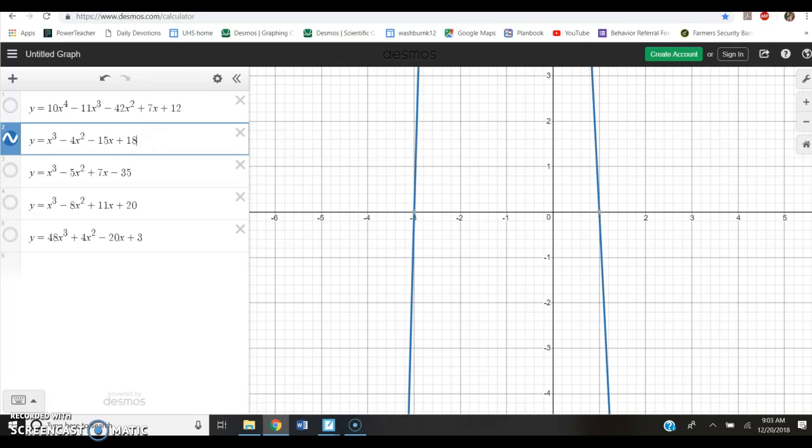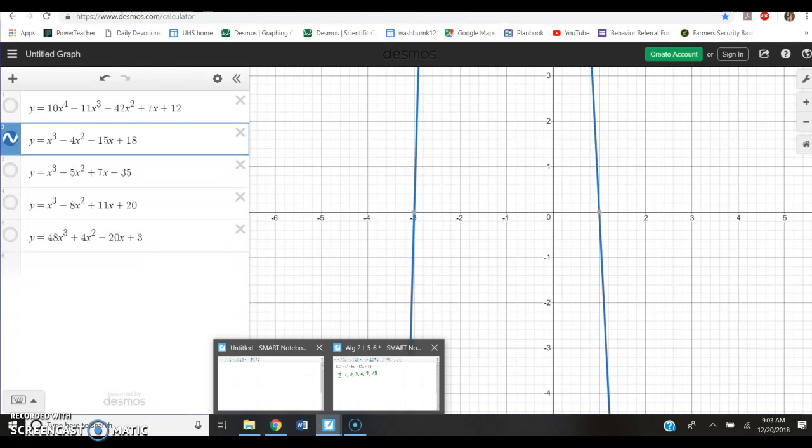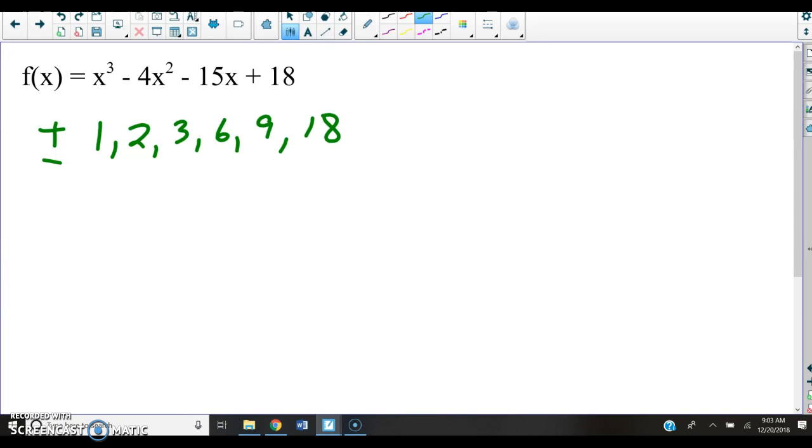That's the one, right? So when I look, I see -3 and +1. So I'm going to try one of those. So back to my screen, and I'm going to try -3. So I got 1, -4, -15, 18.